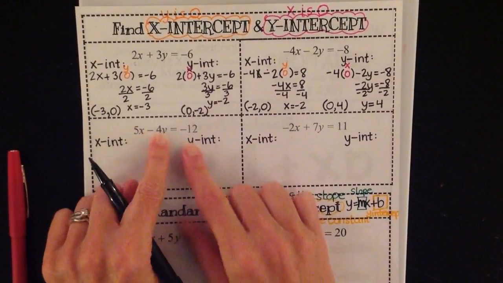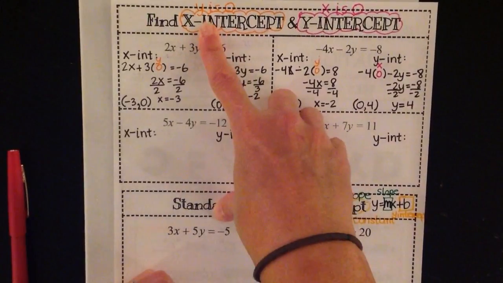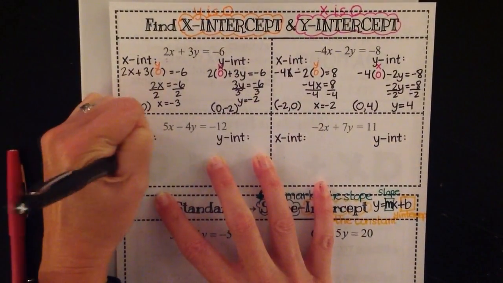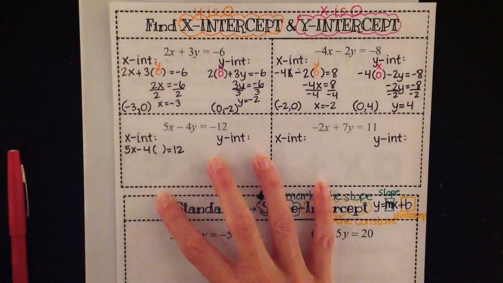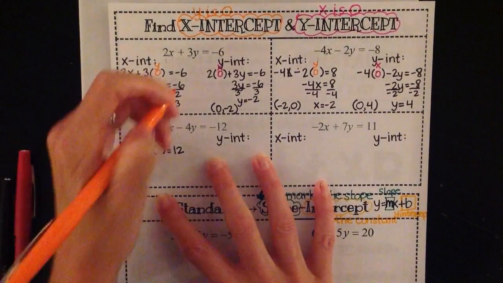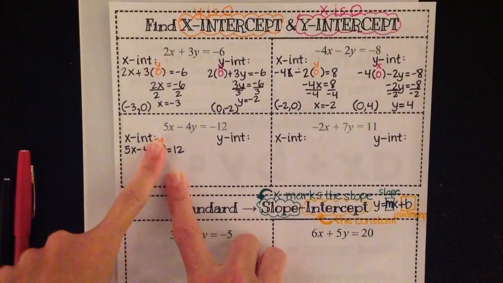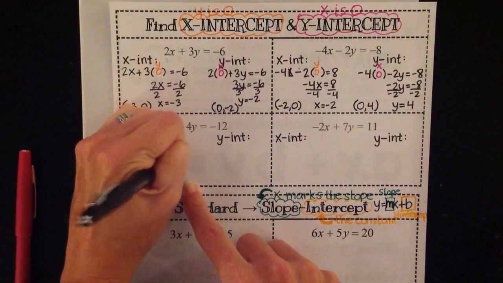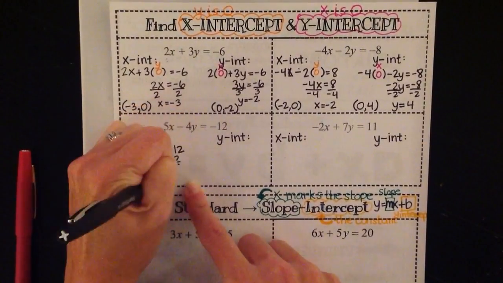So we've got 5 times the value of x minus 4y is equal to negative 12. Again, we're looking for the x-intercept, so we're going to replace y with 0. So 5x minus 4, I'm going to put empty parentheses. And inside that parentheses, I'm going to put 0 for y. All right, and again, this is going to disappear because it's going to be 0, and I'm going to be left with 5 times the value of x is equal to 12. And I'm going to divide by 5 on both sides to solve for x.